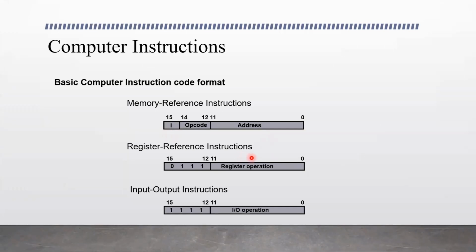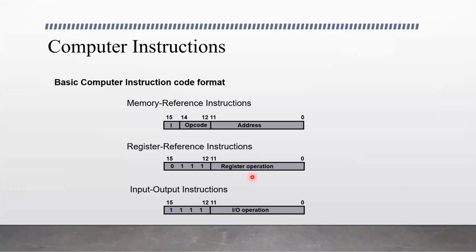Register reference instructions use this format. The 12 bits, 0 to 11, specify the register operation, not the address, because memory reference is not needed in a register reference instruction. The memory operand will not be taken for performing operations. Only the operation will be performed on the data in the processor register, in the accumulator. So we don't need memory reference here. That is why register reference instructions will not have the memory address.